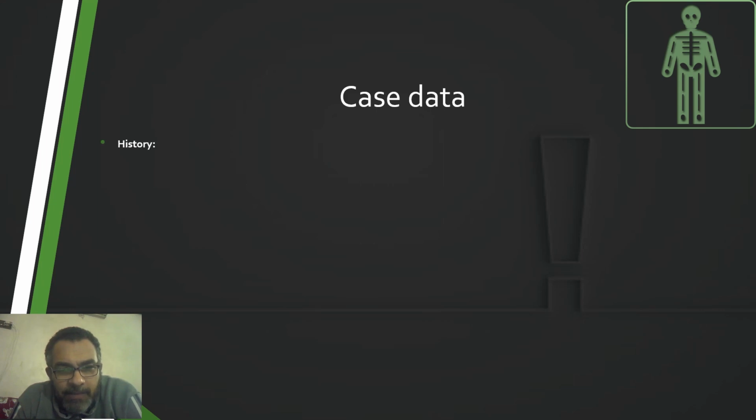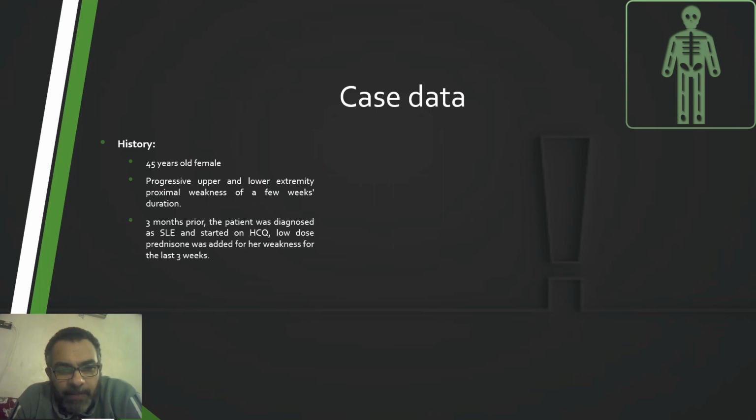Case data: 45 years old female complaining of progressive upper and lower extremity proximal weakness of a few weeks duration. 3 months prior to this condition, the patient was diagnosed with systemic lupus erythematosus and started on hydroxychloroquine, and low-dose prednisolone was added for her weakness for the last 3 weeks.